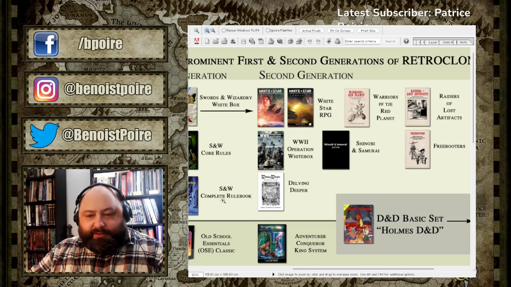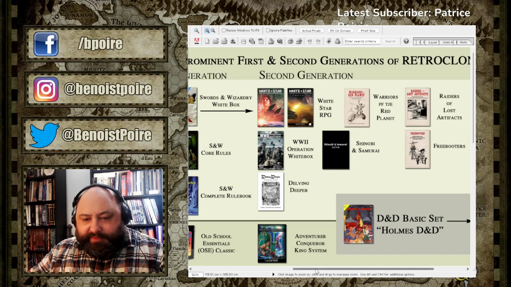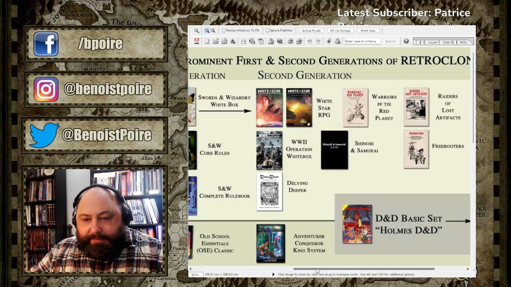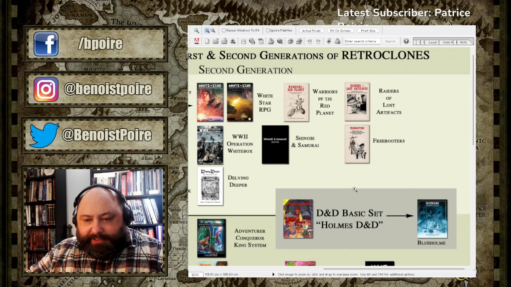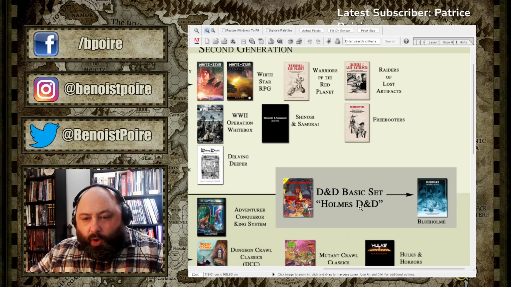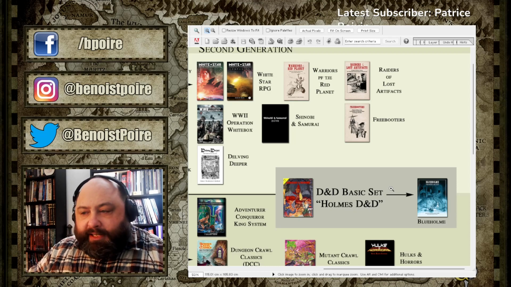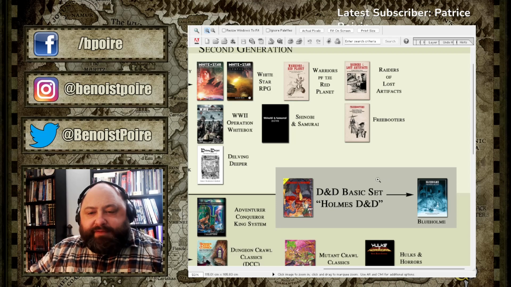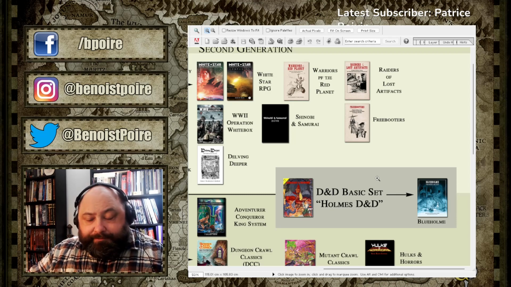That's the best out of these games based on the original game. All right, so immediately there I put you can see the basic set Holmes D&D. That's a basic set that was published in 1977. Originally, that was a revision of the original rules, specifically geared towards introducing the advanced game that was about to come out.